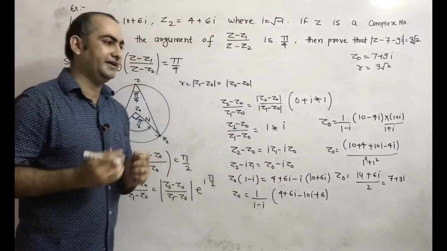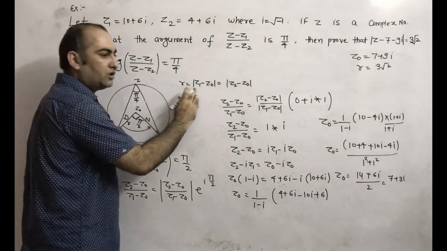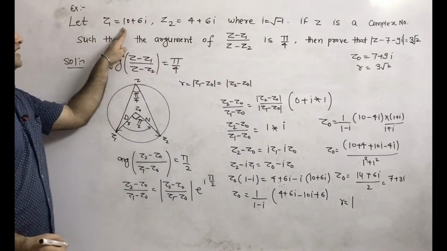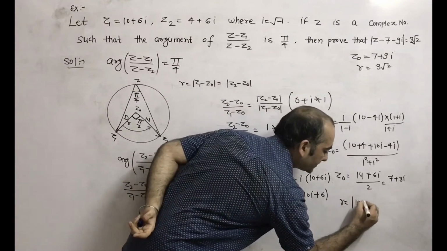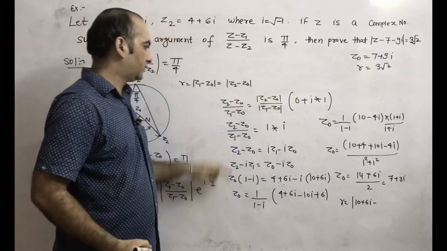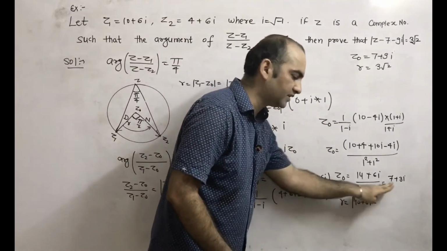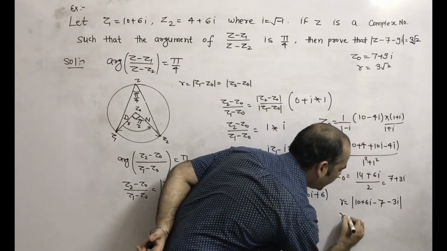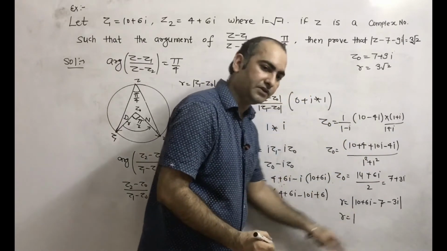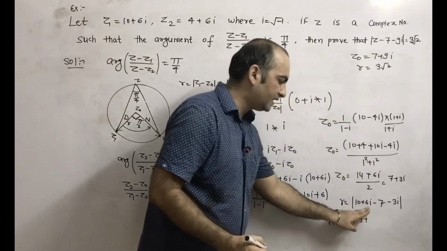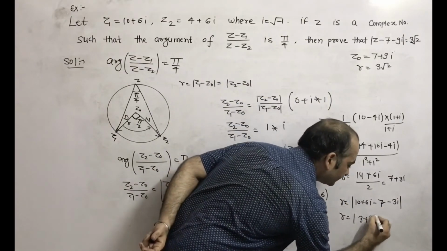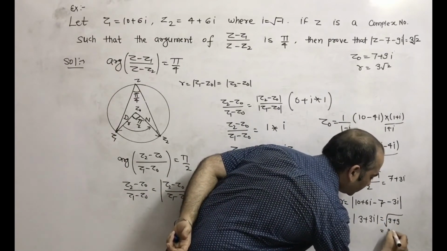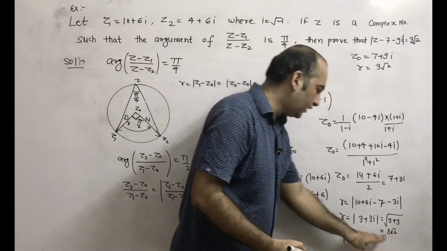Now we need the radius. So radius r equals modulus of z1 minus z naught. Z1 is 10 plus 6 iota, minus z naught, which is 7 plus 3 iota, so minus 7 minus 3 iota. So r equals modulus of (10 minus 7, that is 3) plus (6 iota minus 3 iota, that is 3 iota). So this is equal to root over 9 plus 9, that is 3 root 2. Okay, so radius is 3 root 2 and center is 7 plus 3 iota.